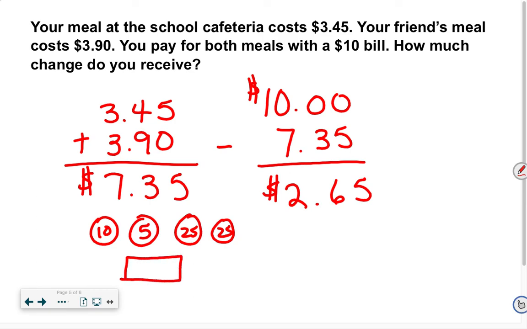$2. Yeah, they need to give me 2 $1 bills. Or just give me a $2 bill. We don't have too many $2 bills in circulation. So my change should be $2.65. Okay? You need to pay attention to that when you're paying for things. Because people sometimes make mistakes, and if you don't ever pay attention, you're not going to know it. Okay?